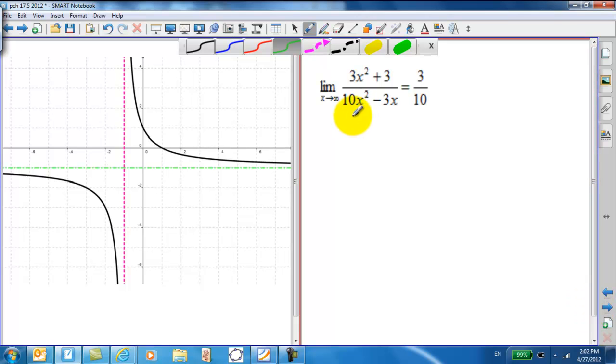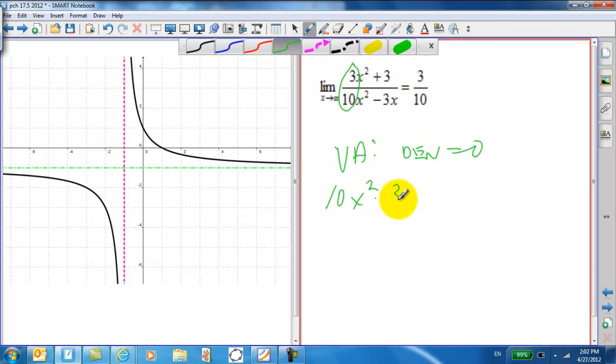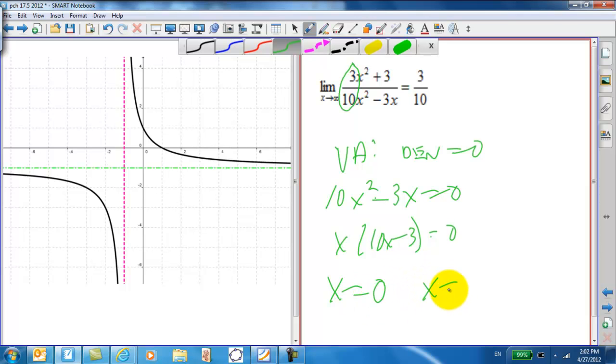Now let's take a look at this one. The limit as x goes to infinity of (3x squared plus 3) over (10x squared minus 3x) equals 3/10. Because again, we have the ratio of the leading coefficients. So there you go. Now, you can also consider, don't forget the vertical asymptotes, when the denominator equals 0. So 10x squared minus 3x equals 0. x times (10x minus 3) equals 0. So at x equals 0, but also at x equals 3/10.